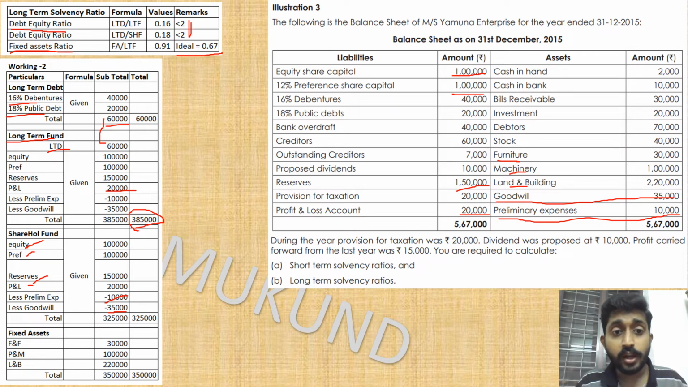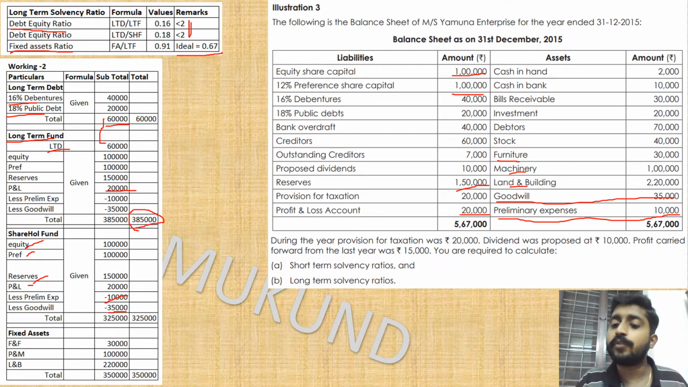So you have invested more in fixed assets compared to your long term fund. So a portion you have to keep for working capital purposes. Now you are keeping only a very small portion for working capital. How much percent? See, 91 percentage is fixed assets. Out of the long term fund, 91 percentage you have invested in fixed assets. Okay, only 9 percentage you are investing in the core working capital.